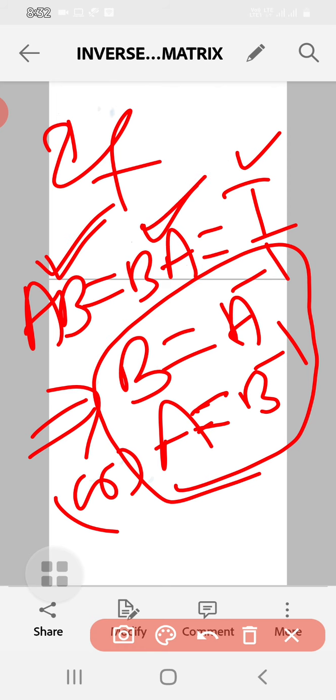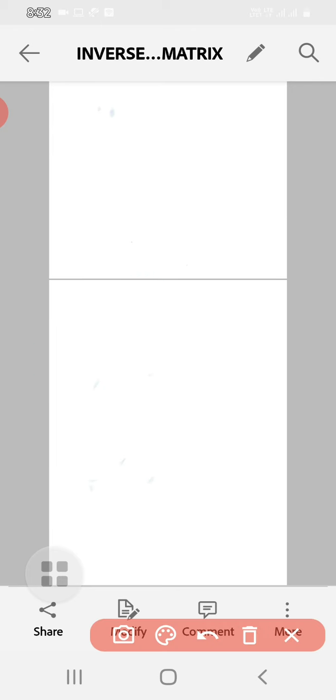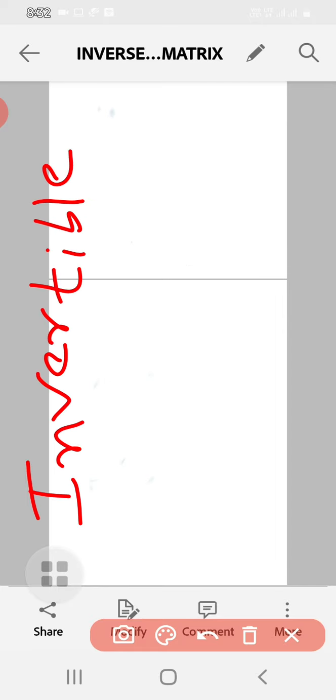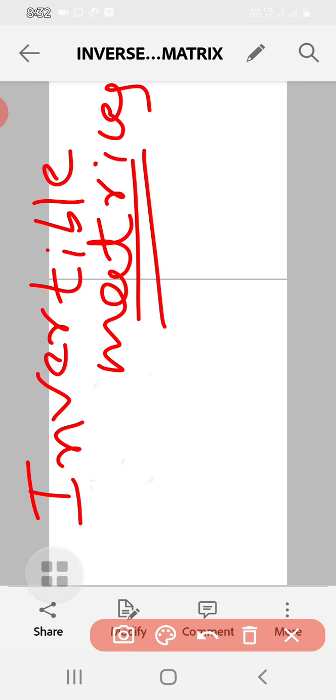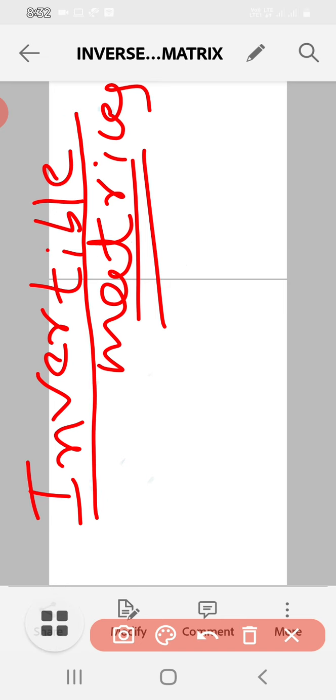In this class I am going to discuss invertible matrices. This is very, very important from the examination point of view, so try to understand the concept clearly. I am going to explain each and every point in detail. You have to understand it, and afterwards we can apply this theory to solve problems.